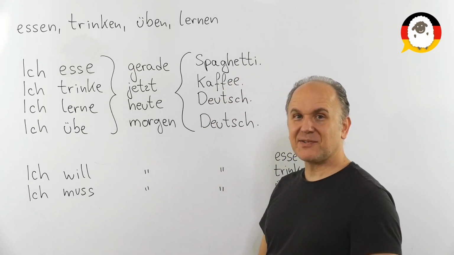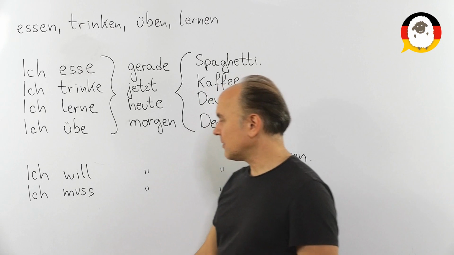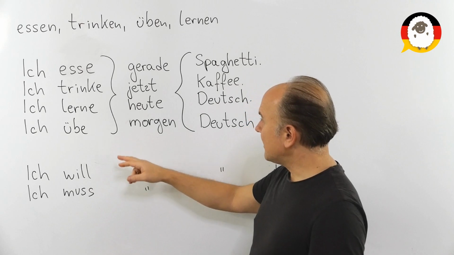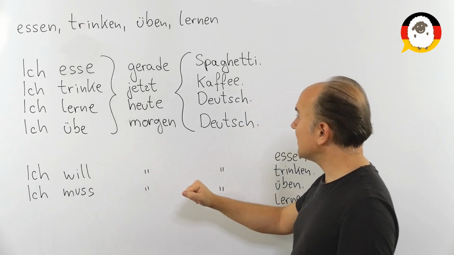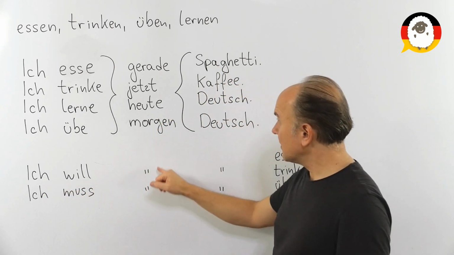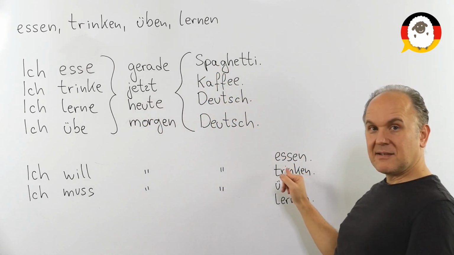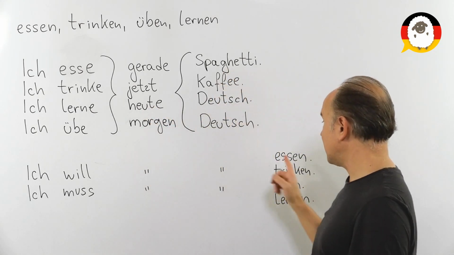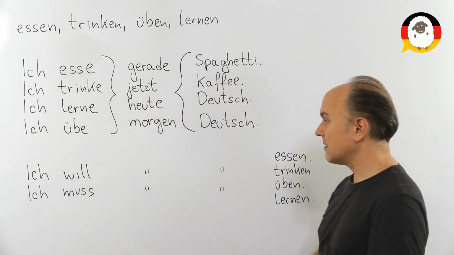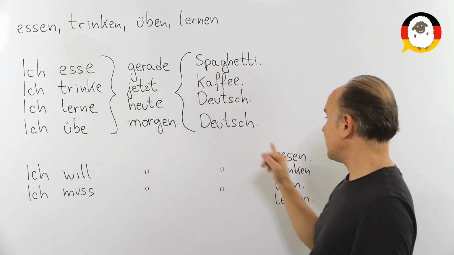Now, I want to show you something else, which is very useful. If you want to say, I want, okay? Now, look, this sentence stays the same exactly. So, for example, I want to eat spaghetti today, okay? Ich will heute Spaghetti essen. I want to have spaghetti now. Ich will jetzt Spaghetti essen. I want to have spaghetti tomorrow. Ich will morgen Spaghetti essen.